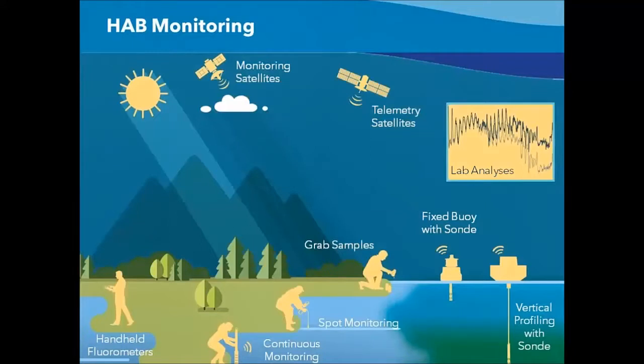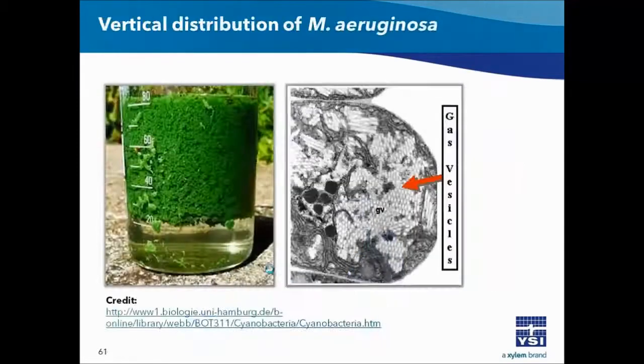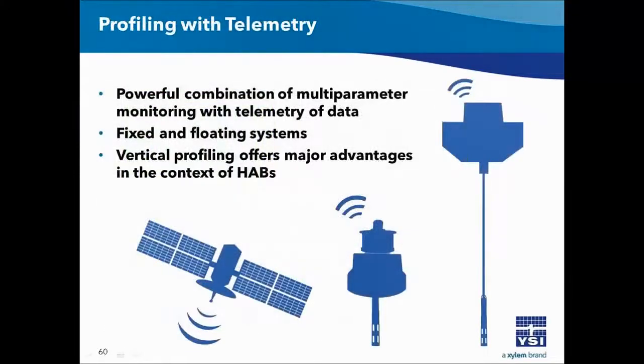So the one thing I didn't really get to talk a whole lot about, but we'll quickly cover, is what if you're using some of these systems that also do telemetry? That is a very powerful way to combine multi-parameter monitoring and get those data automatically downloaded. So there are satellites that can actually receive data from these systems, and then you can download those data on your laptop. There are fixed and floating profiling systems.